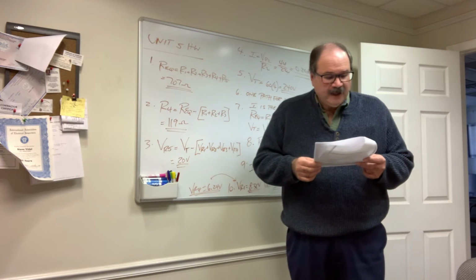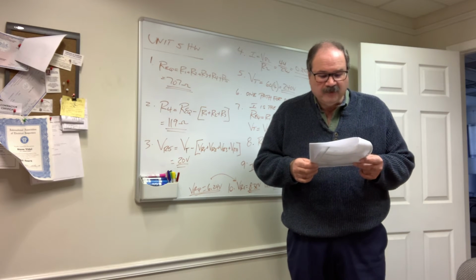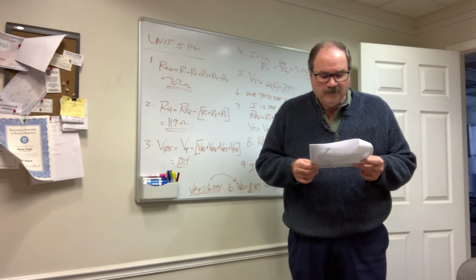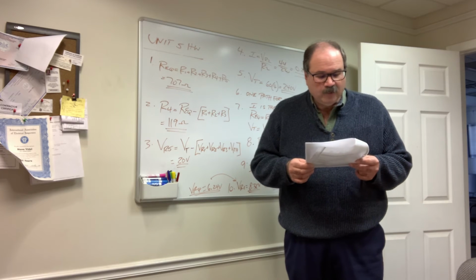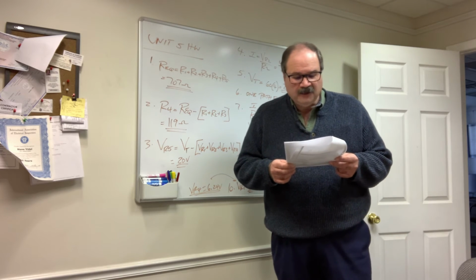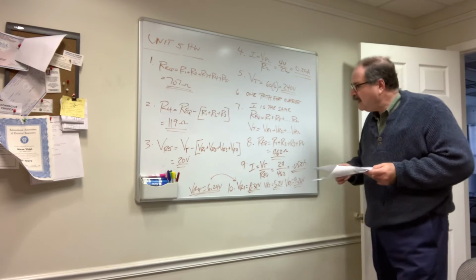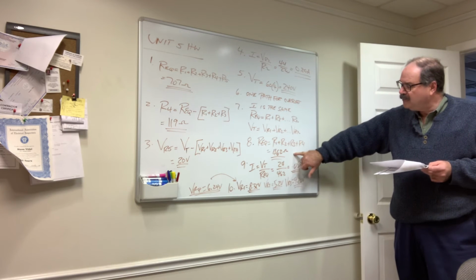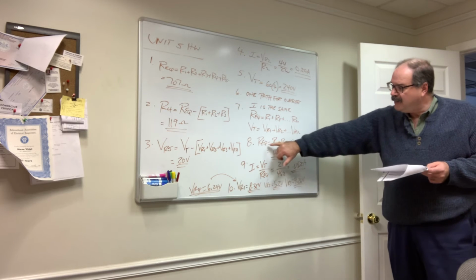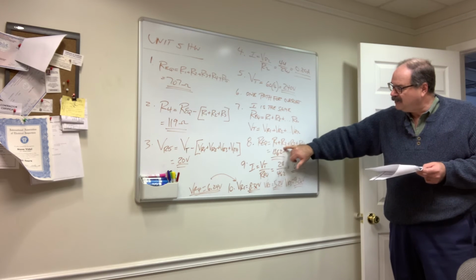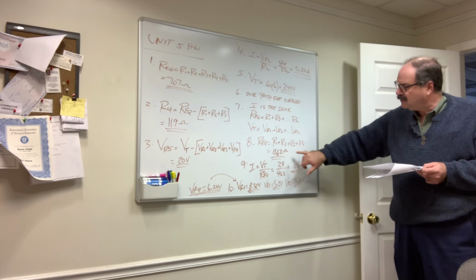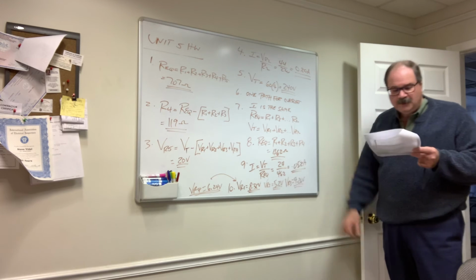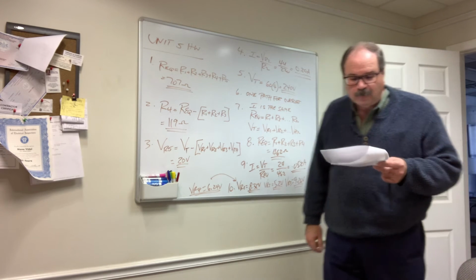Question 8. A series circuit has resistance values of 160 ohms, 100 ohms, 82 ohms, and 120 ohms. What is the total resistance of this circuit? Again, all we have to do is add up all of the resistance values. R equivalent is equal to R1 plus R2 plus R3 plus R4. Plug the numbers in and you'll get 462 ohms.